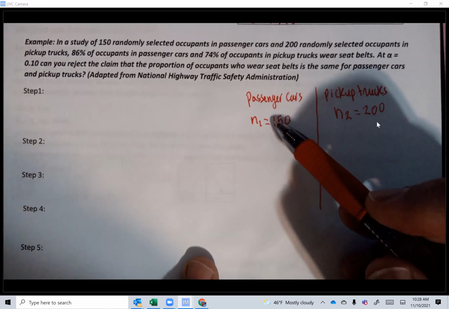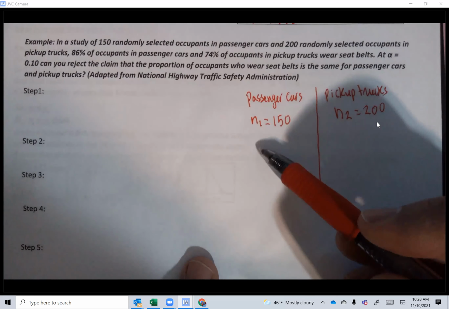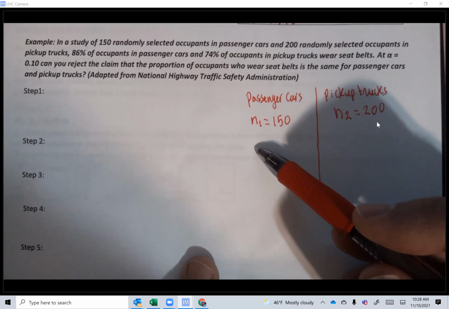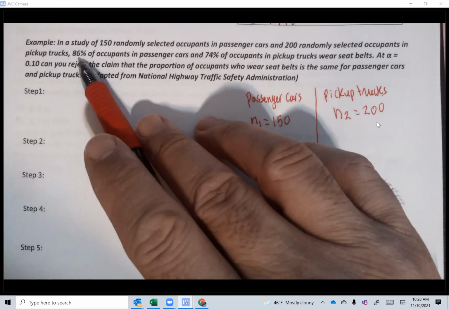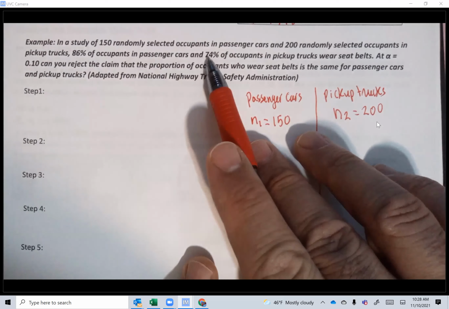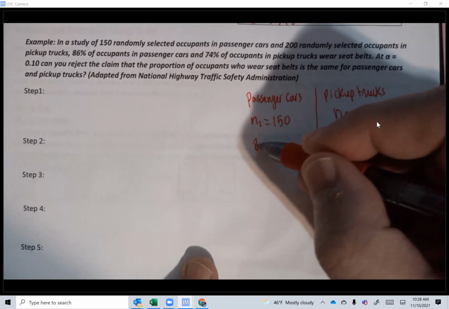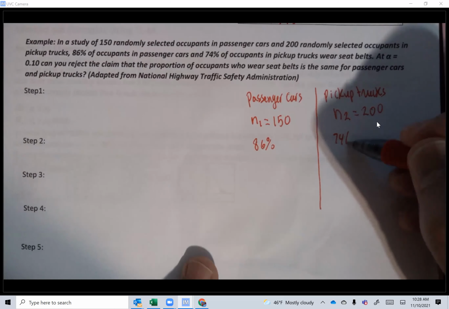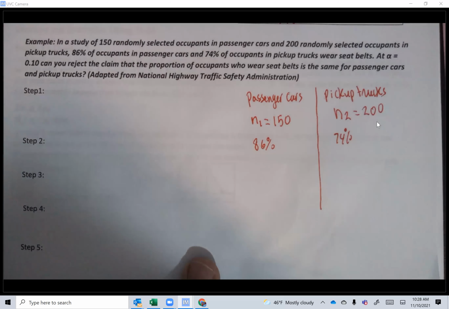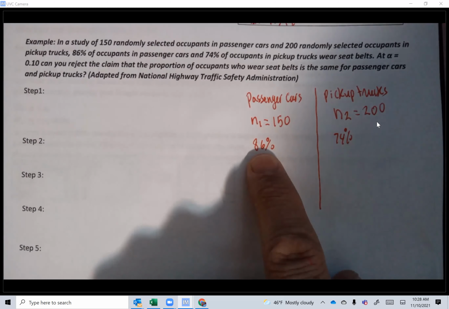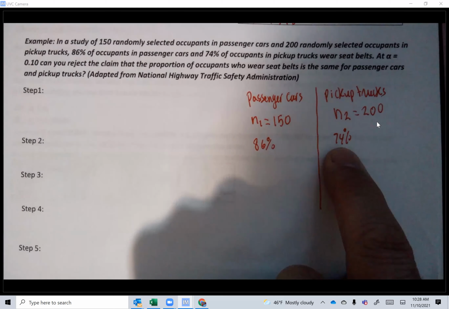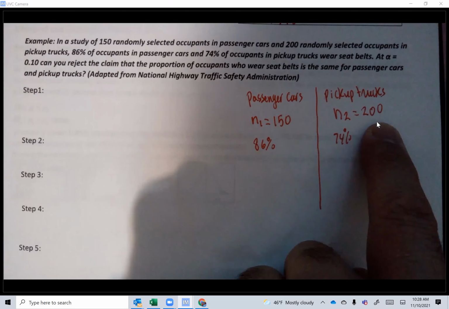Actually, when we did the proportion, guys, in chapter 7, you need two values in order to run the proportion test. You need N and you need X. X is the number of successes. But here he didn't give you X directly. He gave you P1 hat and P2 hat, a proportion. So 86%. And here he says it's 74%. 86% of what? It's 86% of the 150. And 74% of what? It's 74% of the 200.